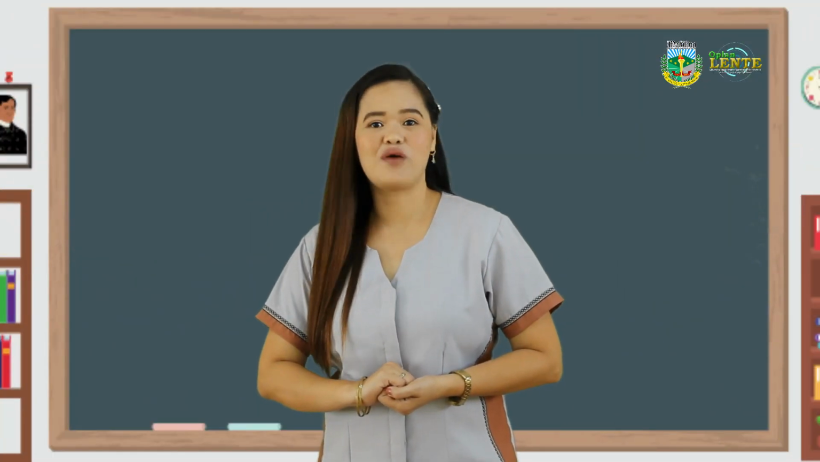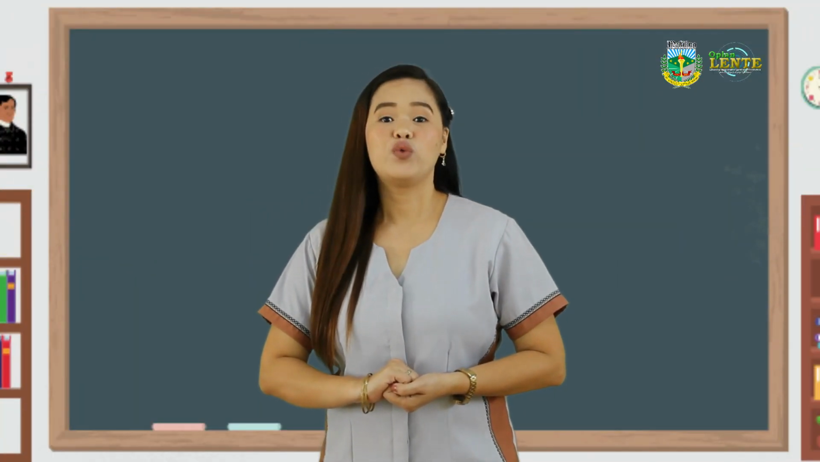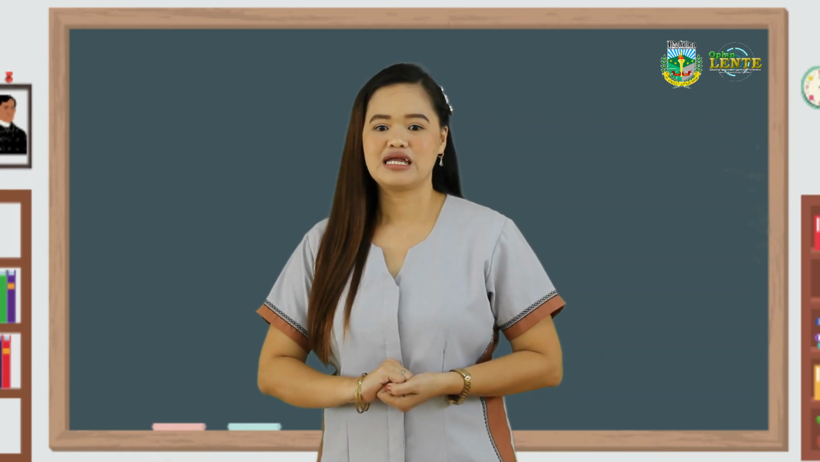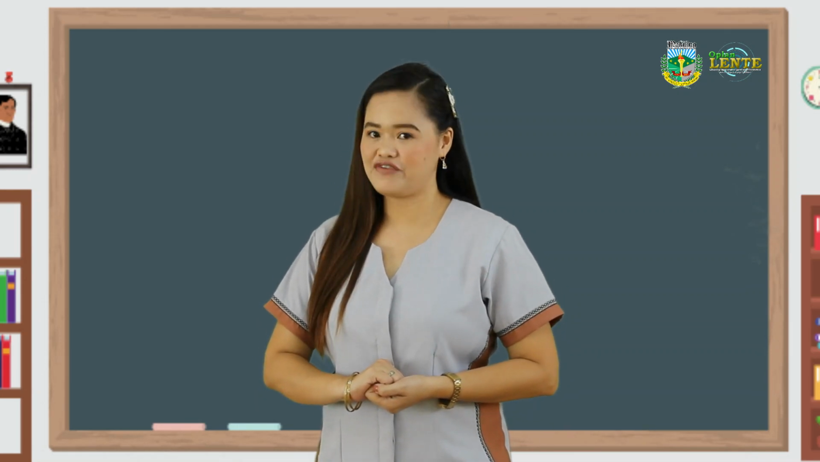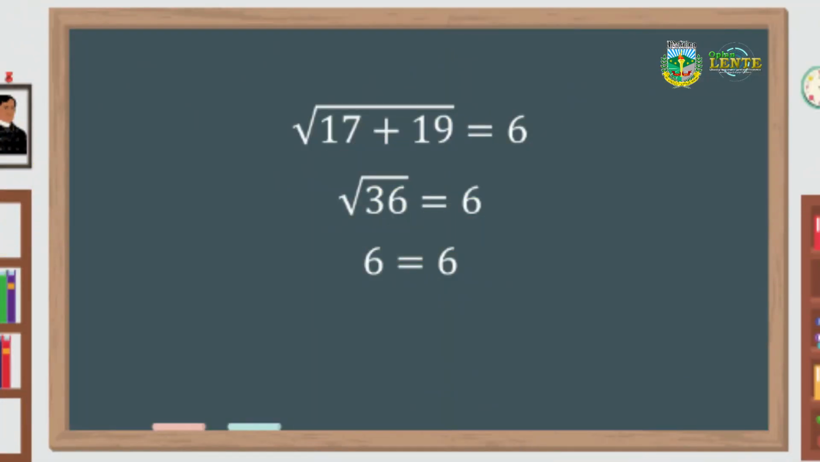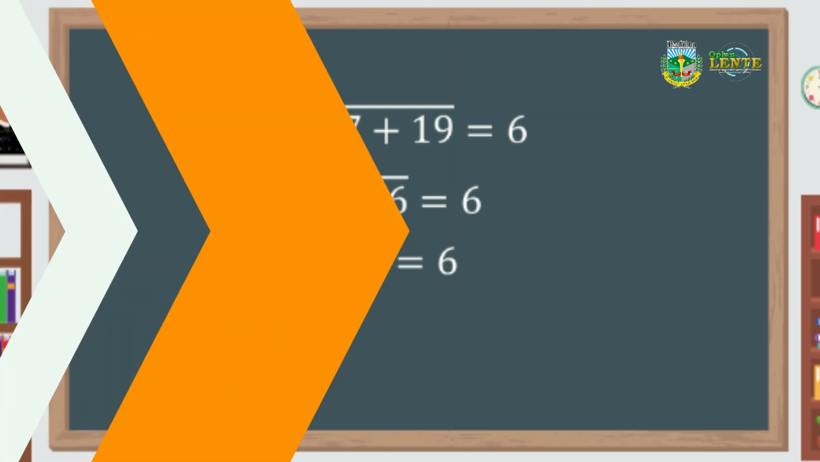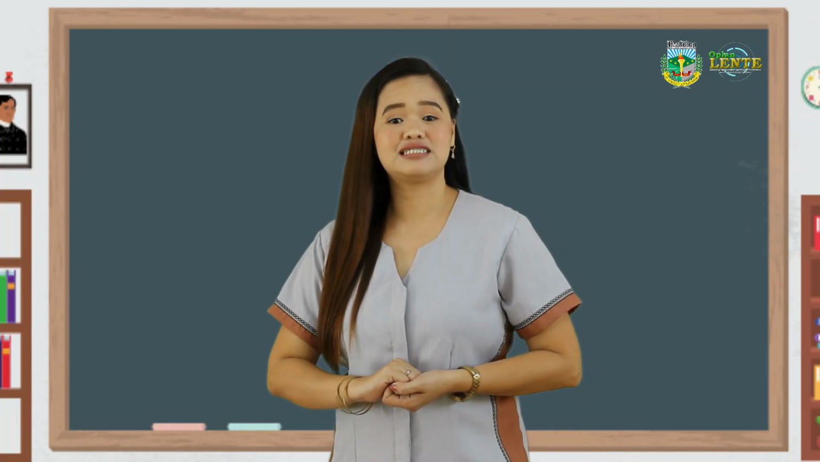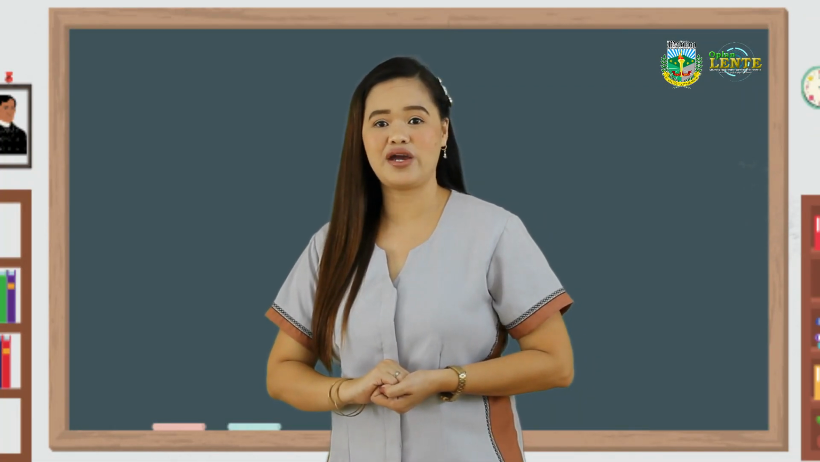To check if our answer is correct, we must perform the last step, and that is to see if the value will make our equation true. Based on our solution, we can say that the value we obtained makes the equation true. Were you able to understand how to solve the radical equation?